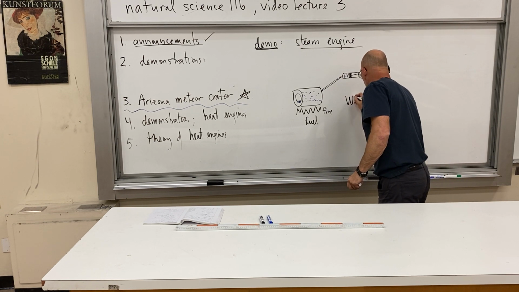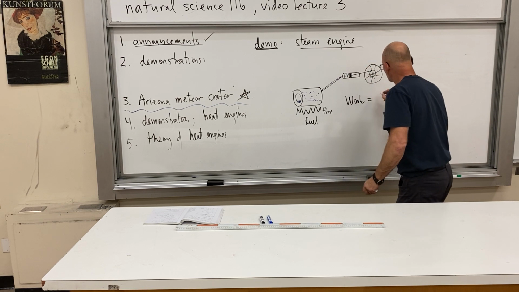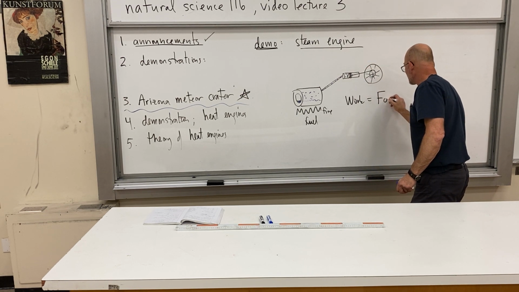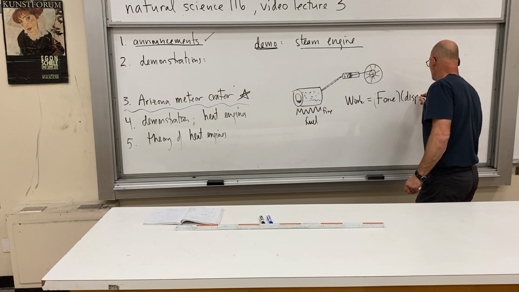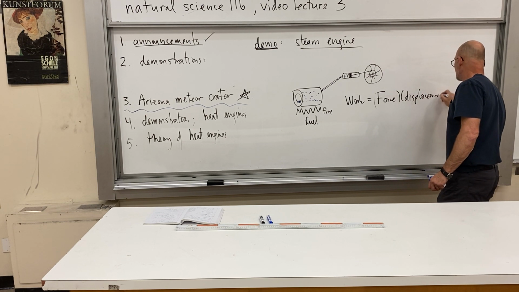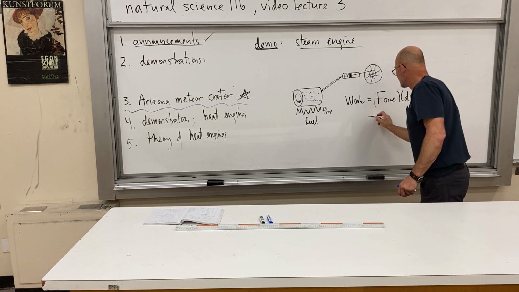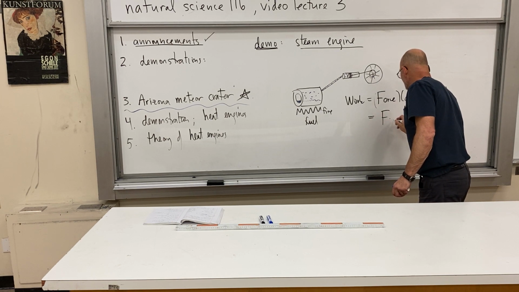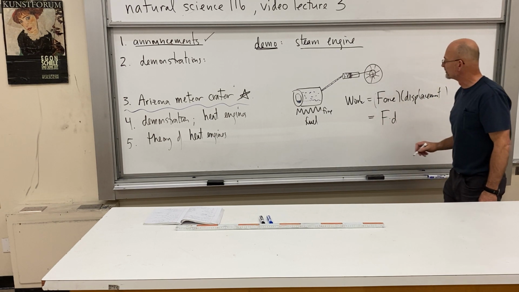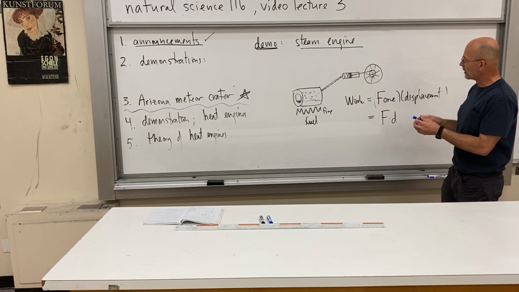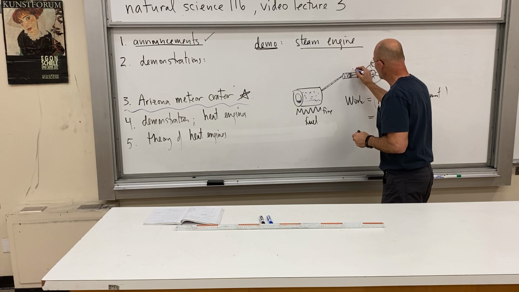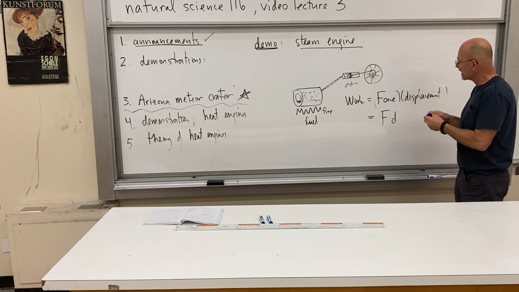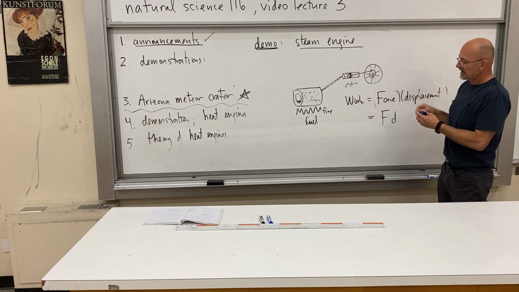First of all, though, we'll have work equals force times displacement. Very good. So it's just F times, we'll use the letter D. And the force comes from the pressure here times the area, and the D is some little length right there. So every time you get a little increment of force.